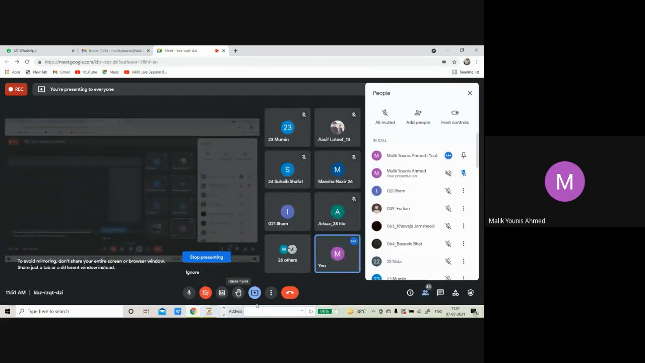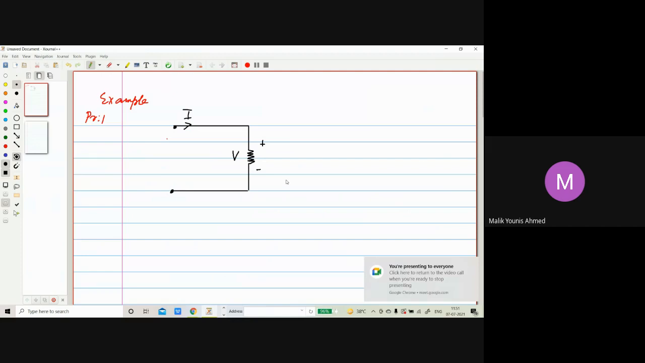Okay. So let's start now. Last time we saw the base values and how we can represent quantities in per unit values. Let's have a small example. I have a circuit in front of me.